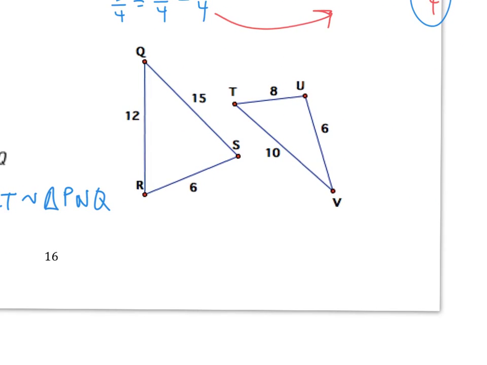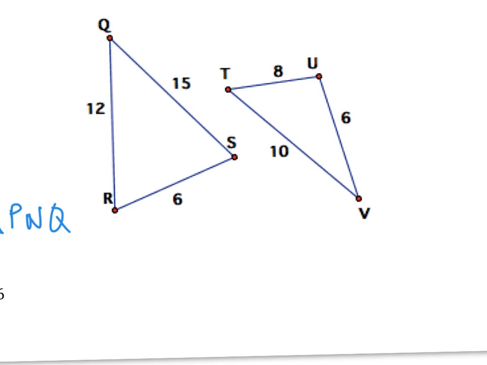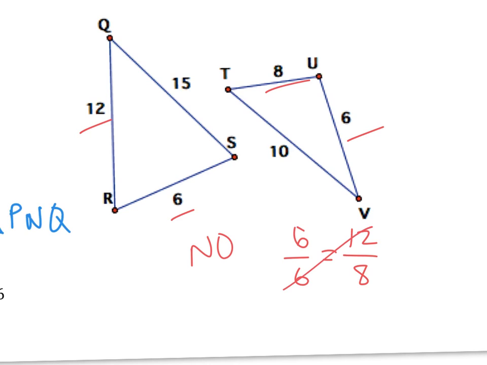All right, last one, you try. Discuss amongst your groups. Everybody good on no? Reminder, just always double check, even though they give you 3 sets of numbers, 6 over 6 does not equal 12 over 8. So when I go small with small, middle with middle, these don't work. I don't even have to finish the third one.